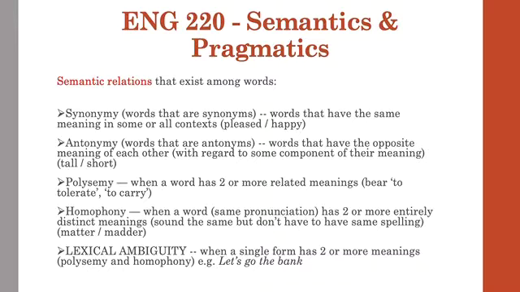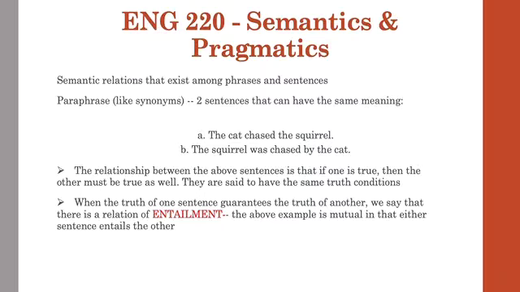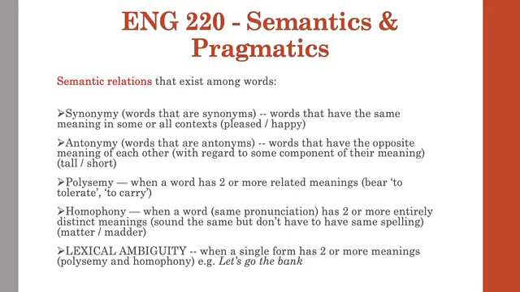Okay, and then finally, a semantic relation is called lexical ambiguity. And that's when a single form has two or more meanings. So it's either polysemy or homophony. For example, if I say, hey, let's go to the bank, you don't know if I mean the capitalistic establishment or institution, or next to a river, right, the riverbank. So this is lexical ambiguity. What do I mean by this sentence, let's go to the bank, based on this one word having two or more meanings? So those are semantic relations that have to do with words.